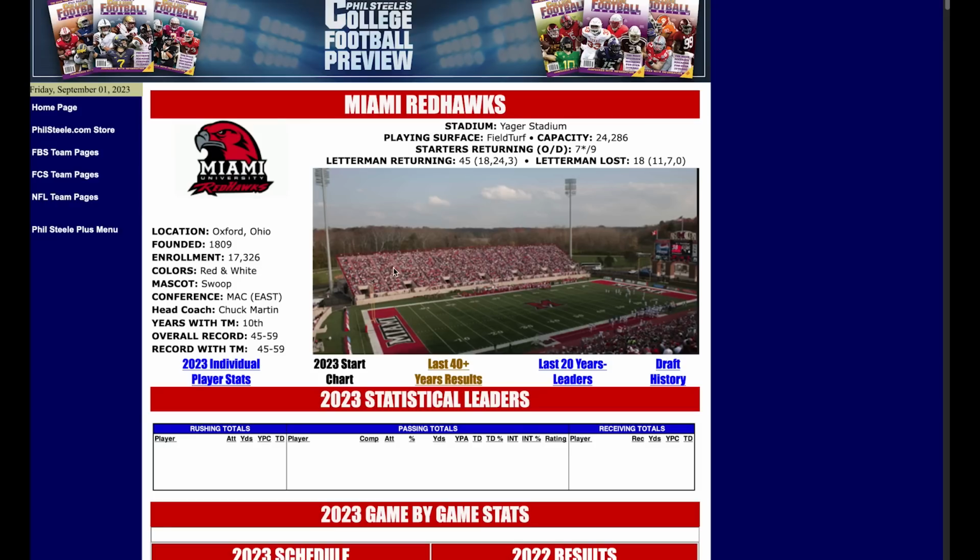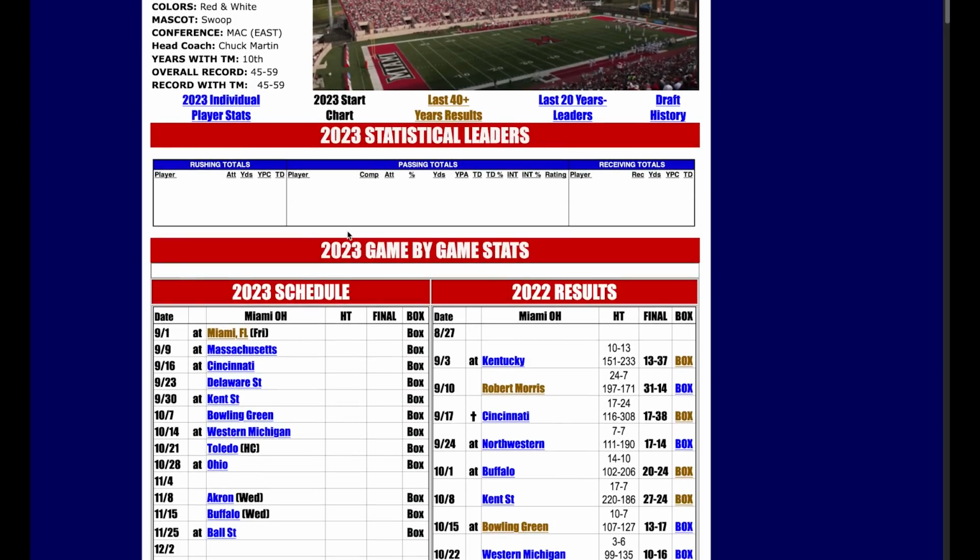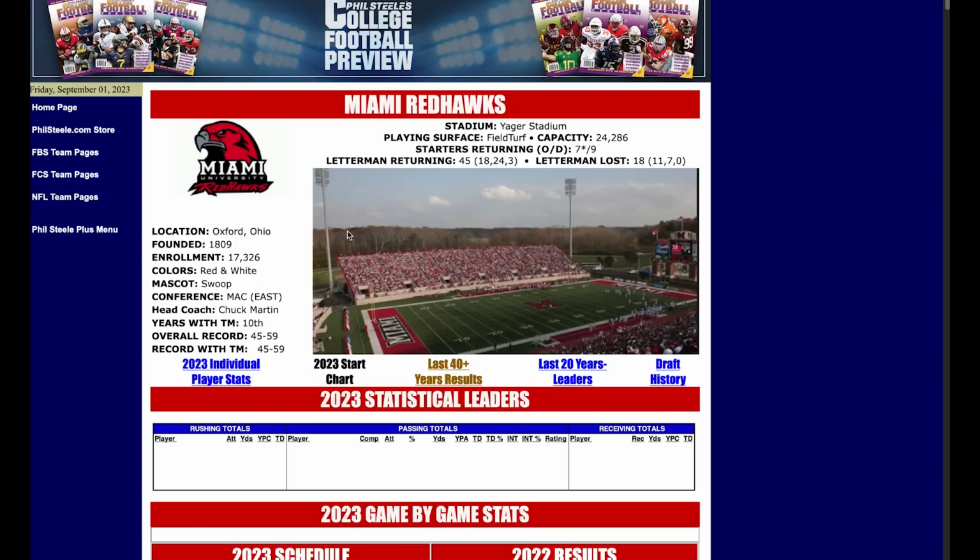They need a good game, get that team starting to believe in itself. I like Miami of Florida minus 16.5 over Miami of Ohio. That's Miami of Florida minus 16.5 over Miami of Ohio.